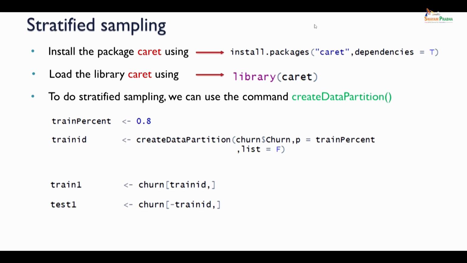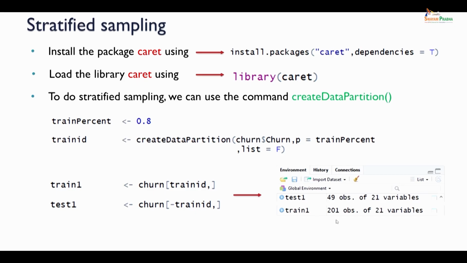So, now we have used the caret package, we have installed and loaded it, and we have used createDataPartition to get the stratified samples. We have subsetted the IDs in the train ID as the train set, and by excluding those IDs from the train IDs, we have got the test set. This is how your environment will look after these two lines. Your test set will have 49 observations with 21 variables, and the train set will have 201 observations with 21 variables. So, let us try to understand the characteristics of the sampled data.